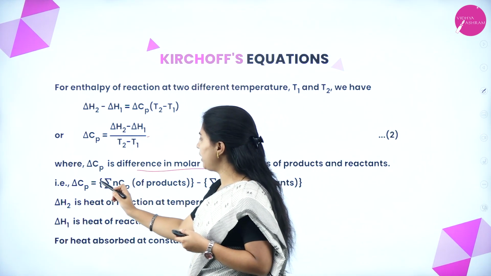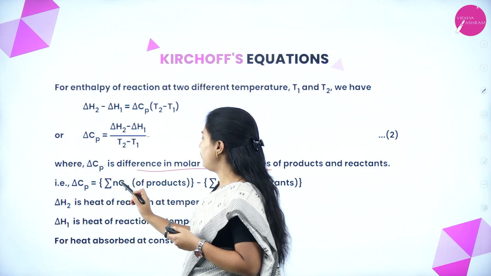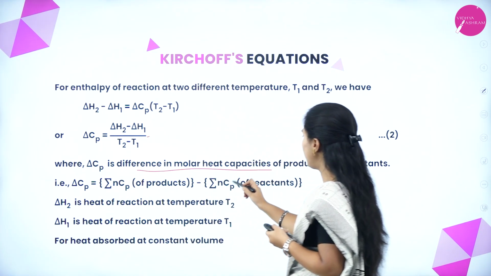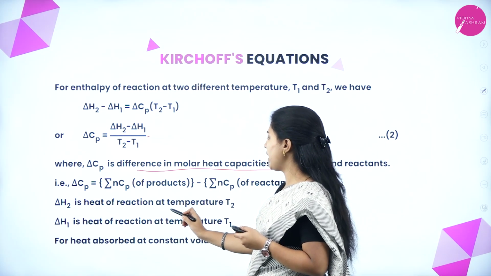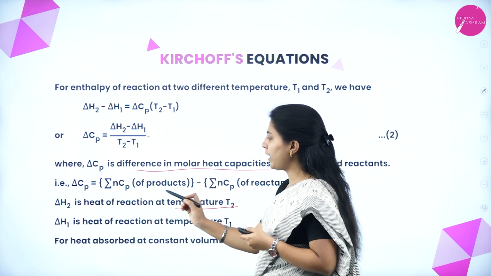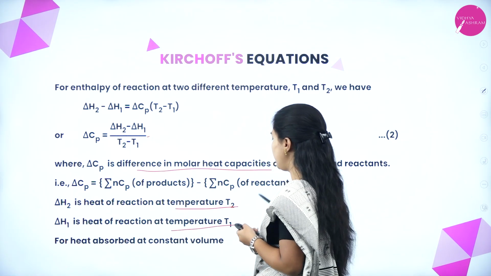That is delta Cp equal to the sum of nCp of products minus the sum of nCp of reactants. Delta H2 is the heat of reaction at temperature T2. Delta H1 is the heat of reaction at temperature T1.